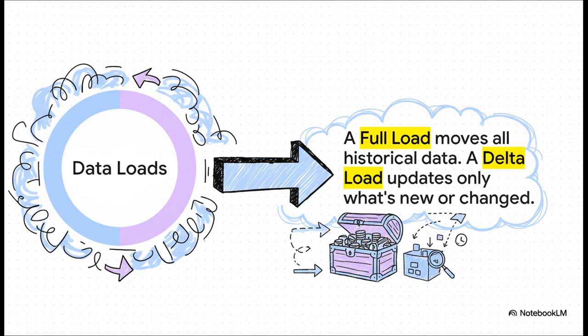And when we talk about that L, the loading part, there are really 2 main ways it happens. The very first time, you do what's called a full load. That's moving every single piece of data over. But after that, you usually do delta loads, which are way more efficient because they only bring over what's new or what's changed since the last time.